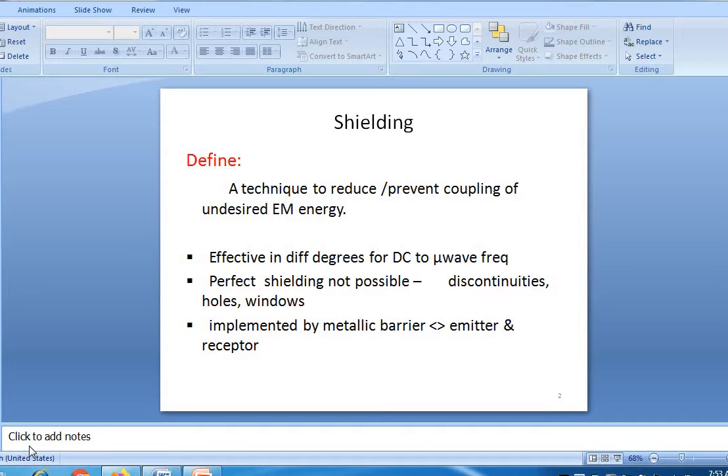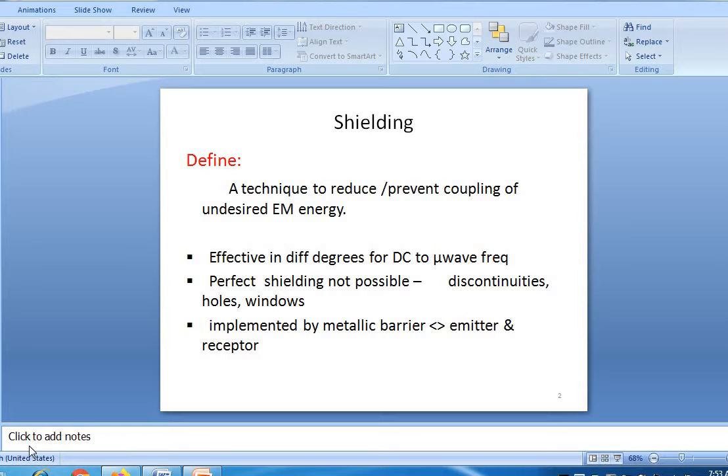Shielding is a technique or methodology to reduce or prevent the coupling of unwanted or undesired electromagnetic energy. The source, or the emitter, or the culprit emits some sort of undesired energy. This undesired energy can be picked up by the receptor, and this can affect the functioning of the receptor. In order to enable the normal operation of the receptor, we need to avoid this unwanted coupling. For that, we use a material for shielding.